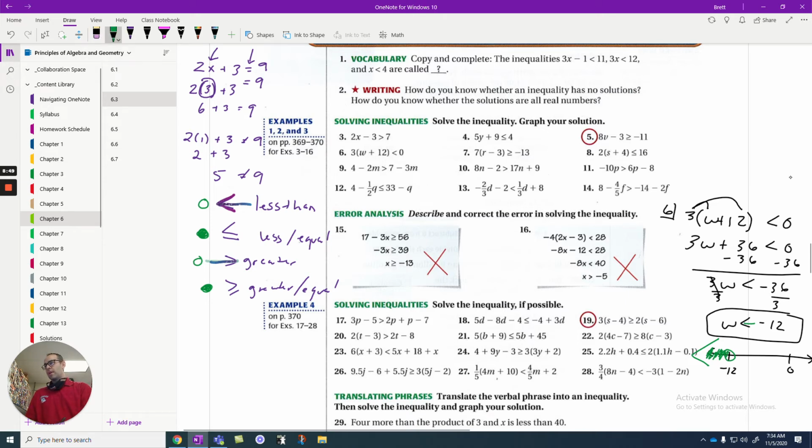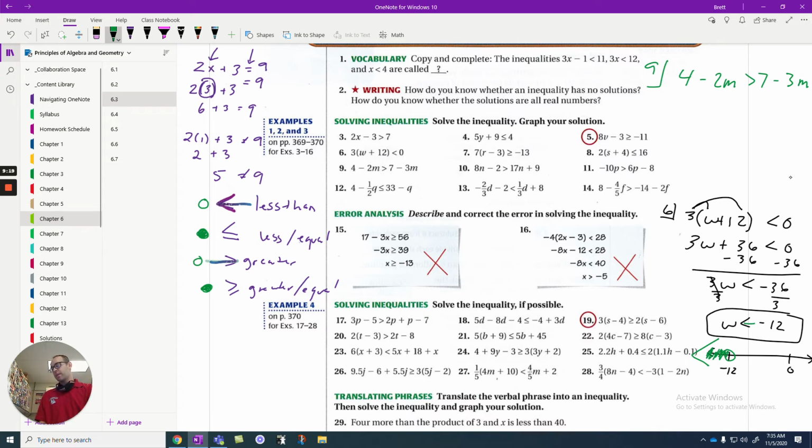So question number 9 has 4 minus 2m is greater than 7 minus 3m. All right. So here we have m on both sides. And that means we need to get the m's together before we really move forward. We always want to end up with a positive m if we can.